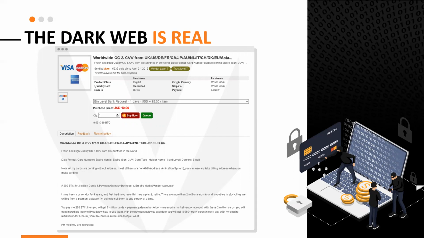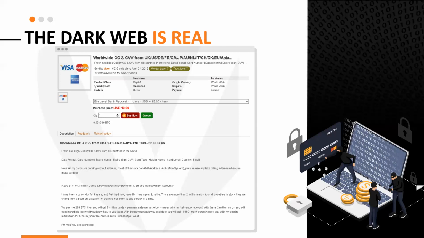I realize a lot of us don't have a clear picture of what exactly the dark web looks like, how it operates, how cyber criminals are able to conduct their business. So we thought it would be helpful to share some actual snapshots that our analysts grabbed so that we can kind of get a good look at the dark web.